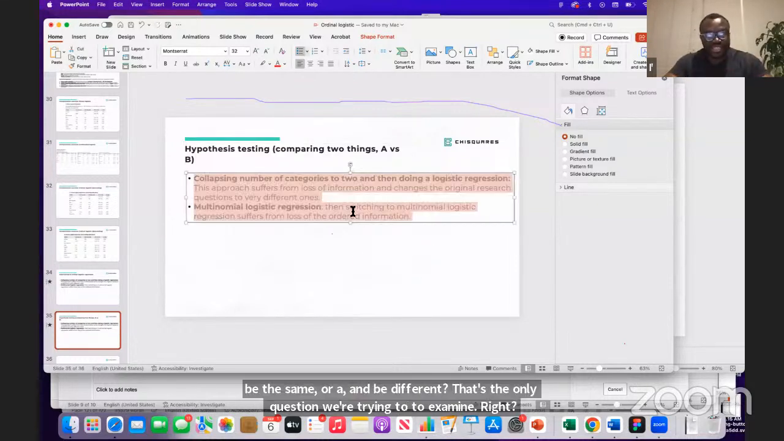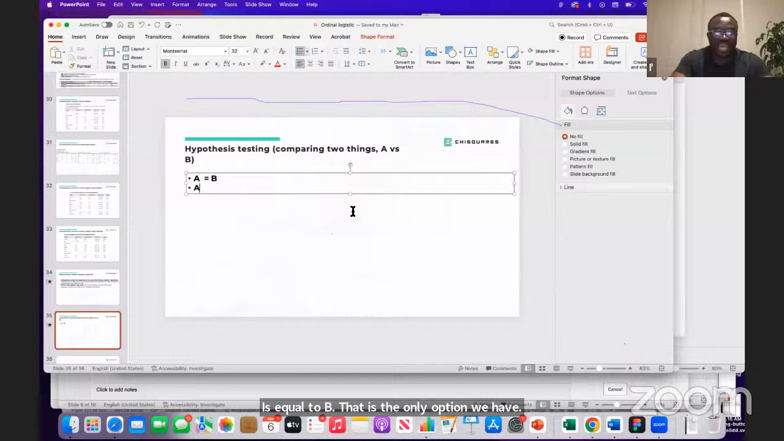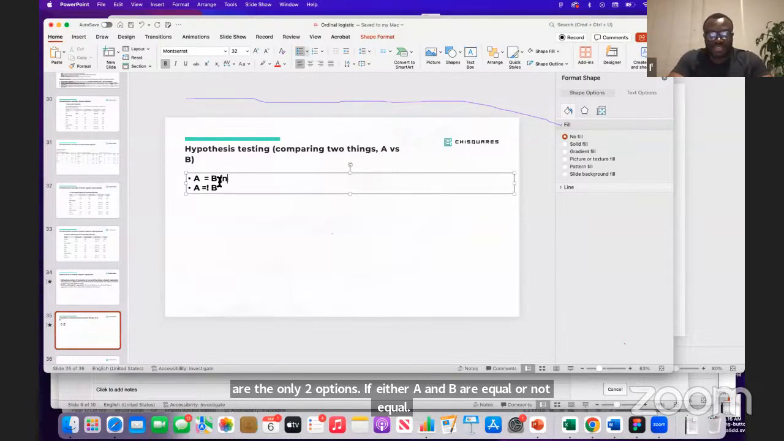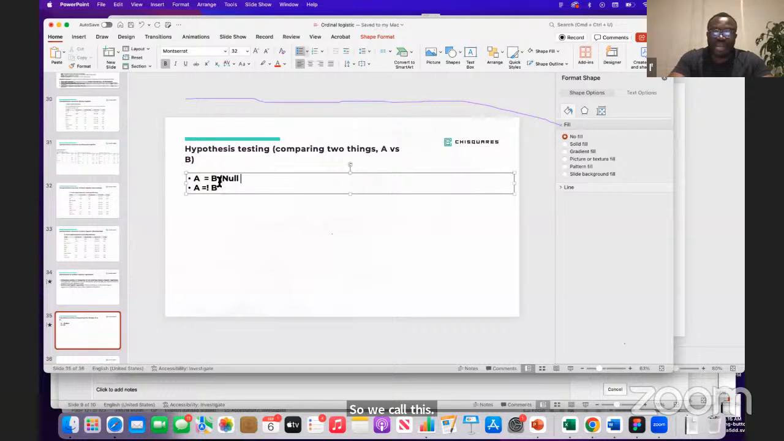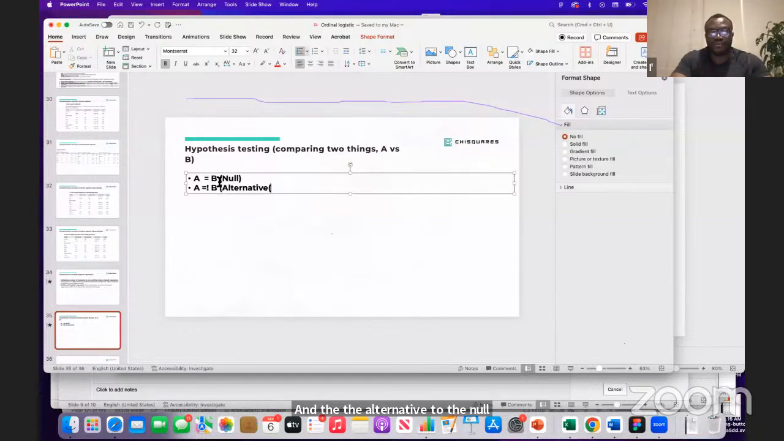So it's either A is equal to B, or A is not equal to B. These are the only two options. It's either A and B are equal or they're not equal. We call this the null hypothesis. Null hypothesis means that this is the boring hypothesis, that nothing interesting is happening here. And the alternative to the null is called the alternative hypothesis.